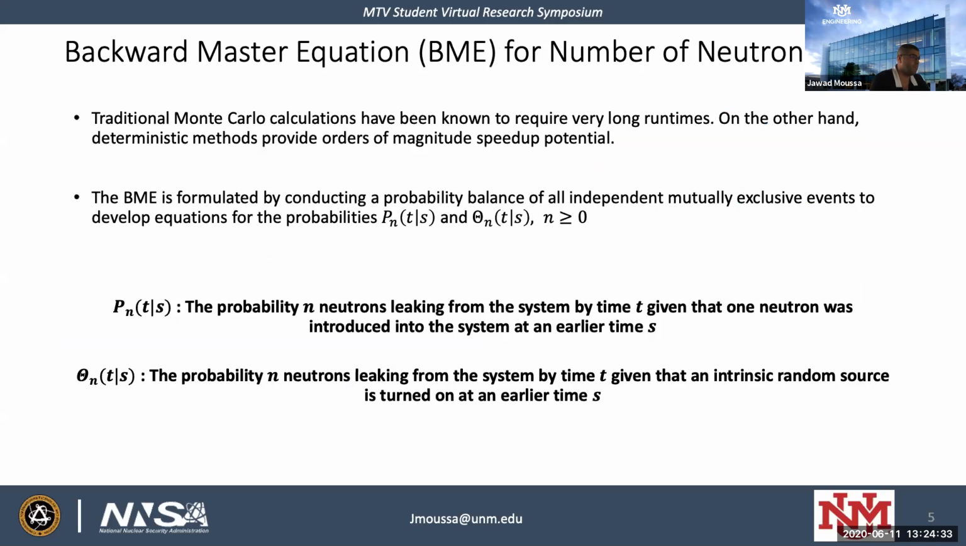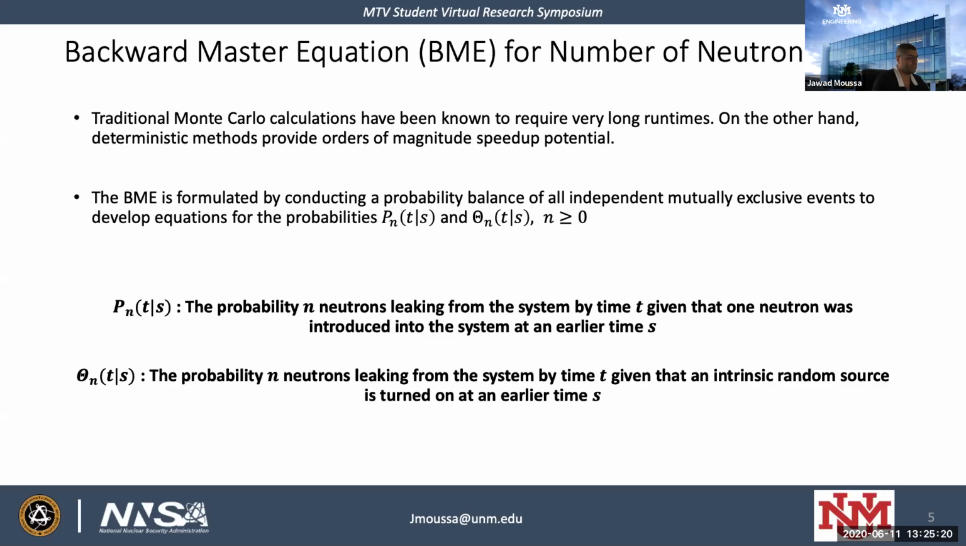Now, Monte Carlo simulations are very powerful, and they've been used for a very long time due to their simplicity and accuracy. But if you've run any codes in the past that relied on Monte Carlo techniques, one major challenge is they require a very long runtime to achieve accurate results. On the other hand, deterministic methods provide orders of magnitude of speed up potential. Of course, the price you pay is they're a little harder to get to initially. However, that's what led us to work on developing what's known as the backward master equation for the number of neutron counts in an effort to achieve a deterministic solution.